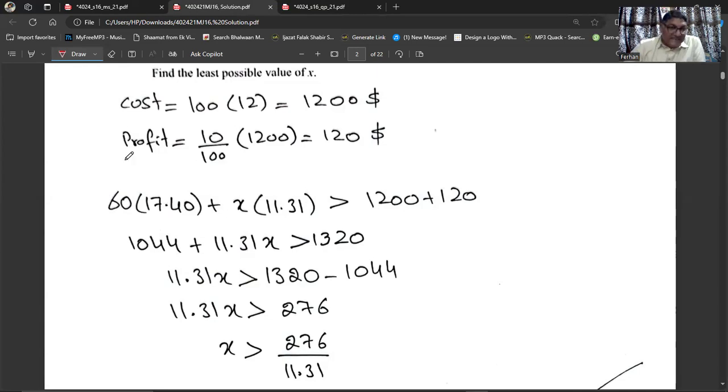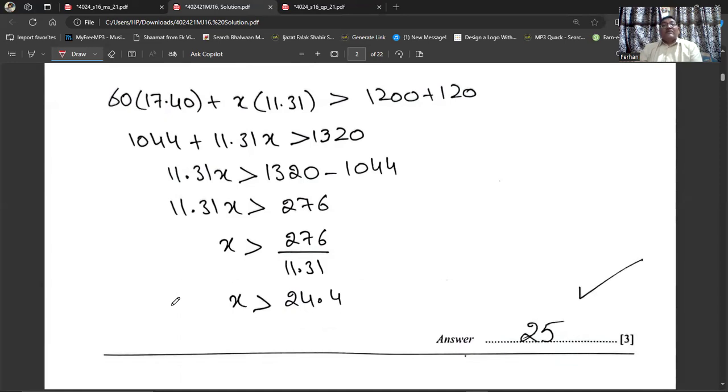So when you multiply 60 with 17.40, you get 1044. And when you multiply 11.31 with the x, it is 11.31x, and that is greater than 1320. So 1044 will go on the other side, it will subtract. So you will have 11.31x greater than 1320 minus 1044. So 11.31x is greater than 276. So x will be equals to 276 divided by 11.31, and that will be x is greater than 24.4.